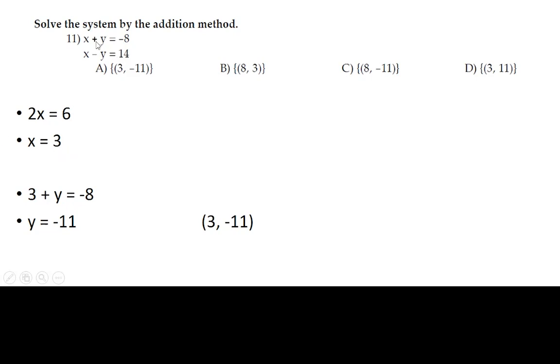Now plug that back in. I plugged it into the top. 3 plus y equals negative 8. We need to do that to solve for y. 3 plus y equals negative 8. Subtract 3 from both sides. We get y is negative 11. So the solution to the system is just the point 3, negative 11. X of 3, y of negative 11.